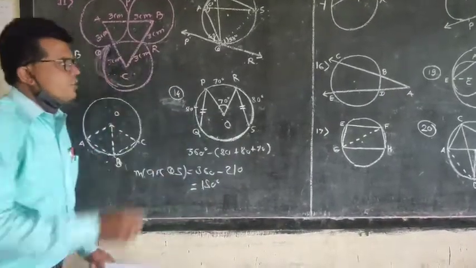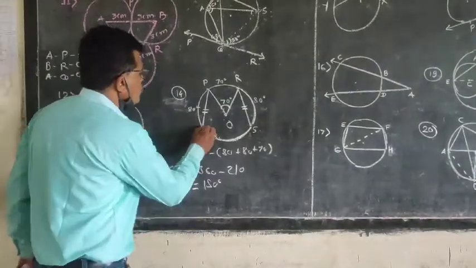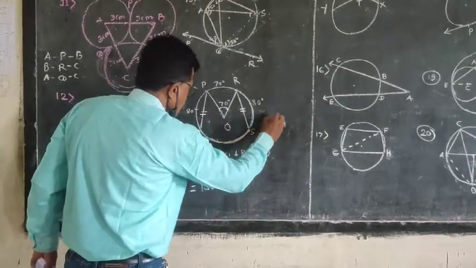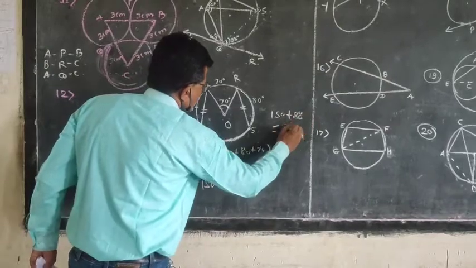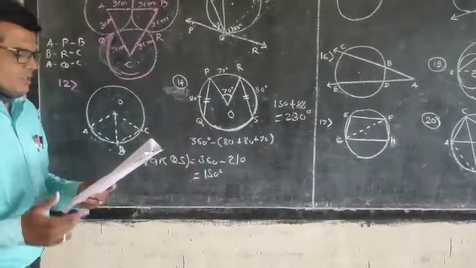Now the measure RQS here. We have to solve now measure QSR. Then QS is 150 degrees plus 80 degrees, that is 230 degrees.